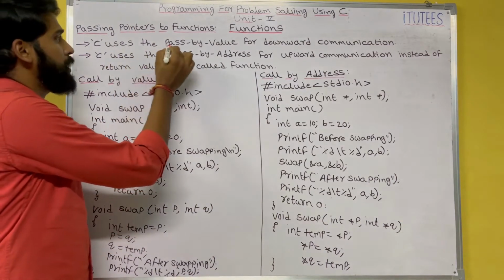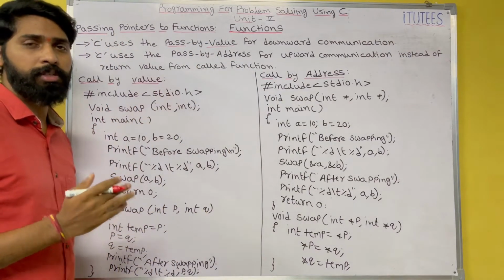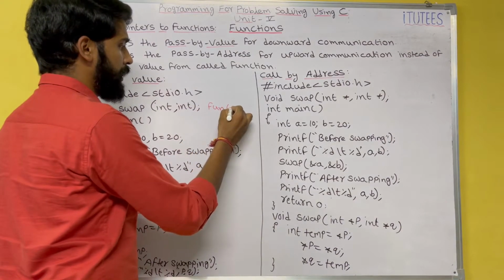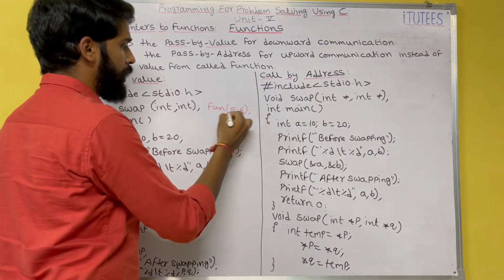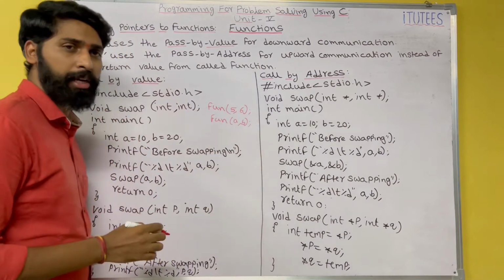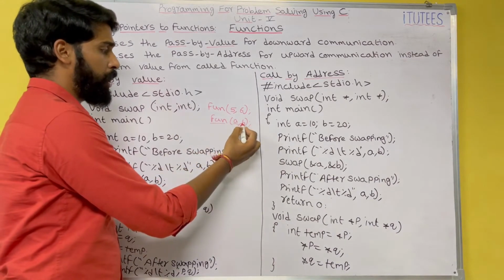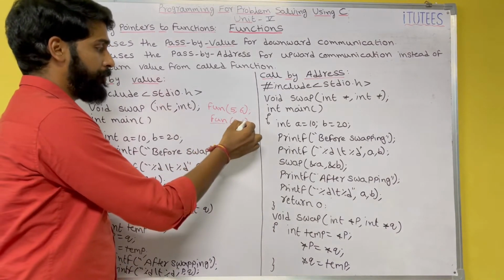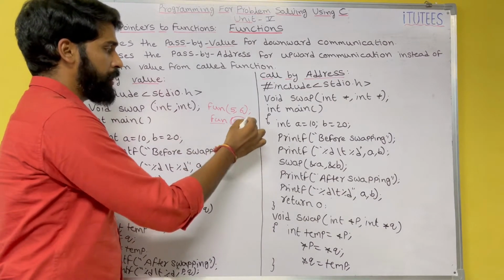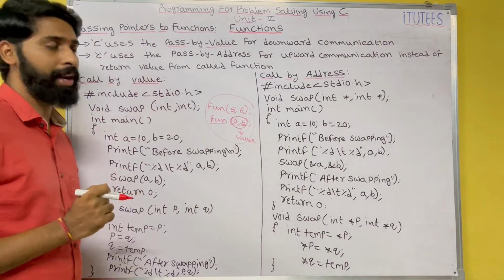C uses pass by value for downward communication. So what is pass by value? For example, the function name is fun. In this, if I give values or variables, for example a comma b, we call this function fun using the arguments a comma b values. So this function call is called a call by value.